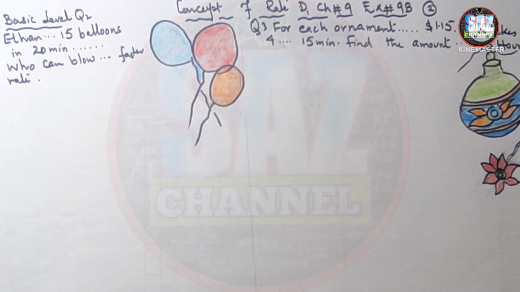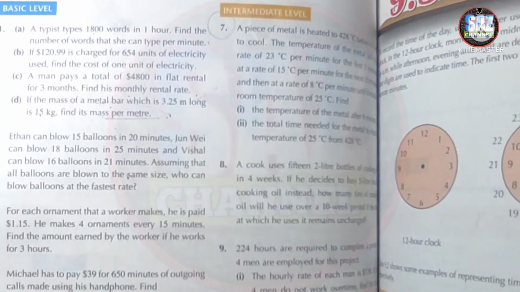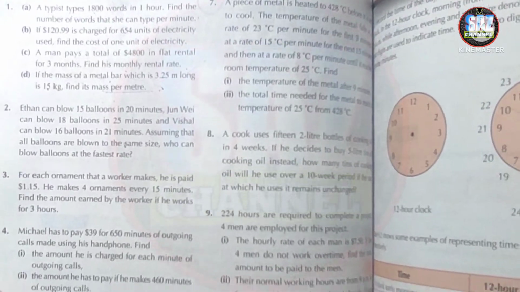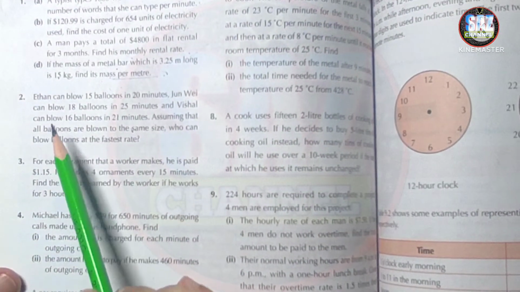In this class, students, we will be learning and discussing question number 2, basic level. First, it's important to read and understand important terms of the question. As the questions are long, I will be reading the question from the book. Let me keep my book under the camera so that my students can see important terms of the question.